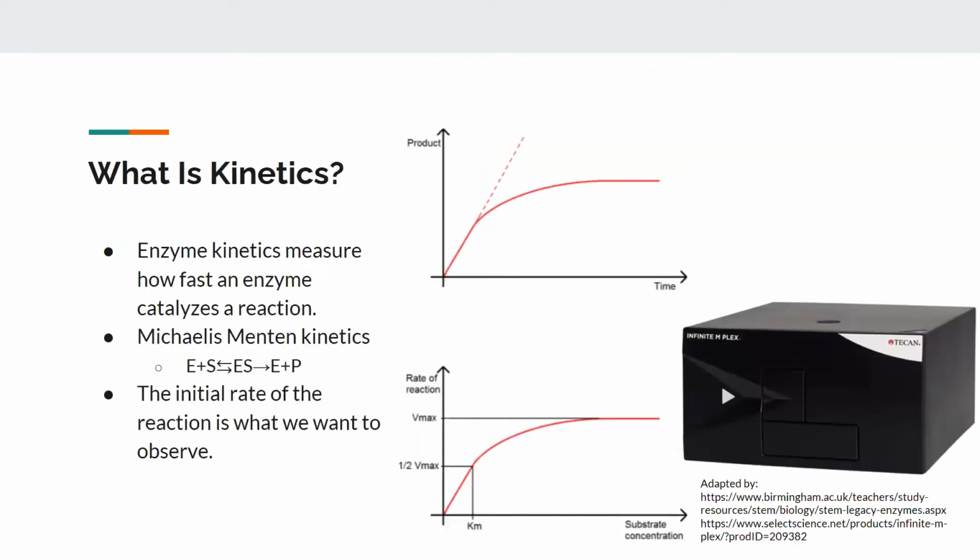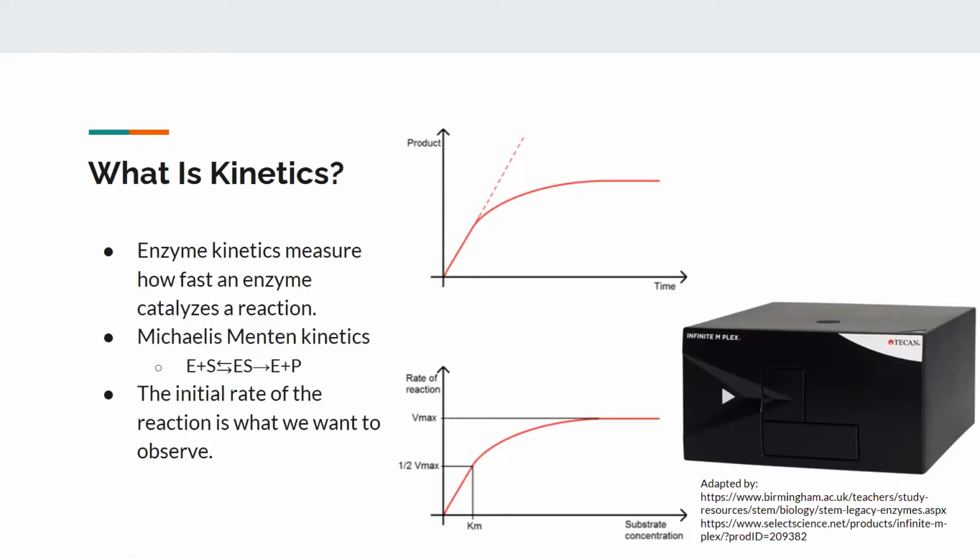So what is kinetics? Enzyme kinetics measures how fast a reaction occurs. And so this here, the E plus S going to ES, making E plus P, is just a wording representation of the previous picture. And that's the Michaelis-Menten model for kinetics, and that's what we focus on when we do kinetics. And so we want the initial rate of the reaction. So here you can see there's an initial rate, and this shows the formation of the product on the y-axis.